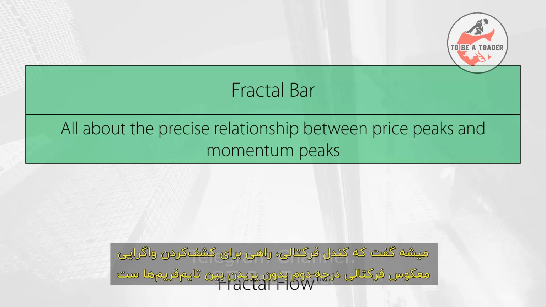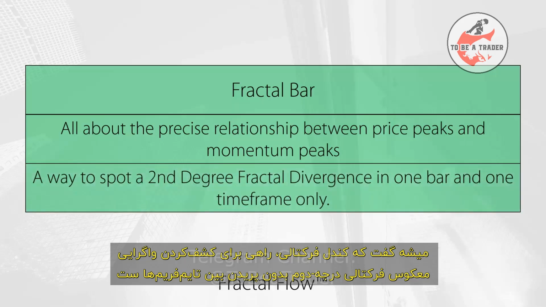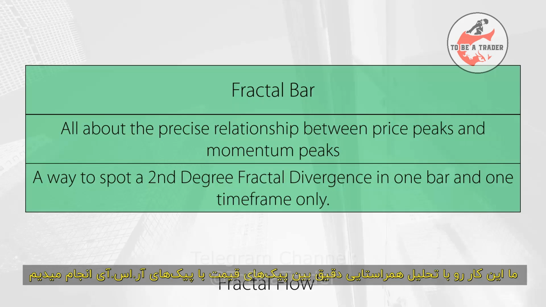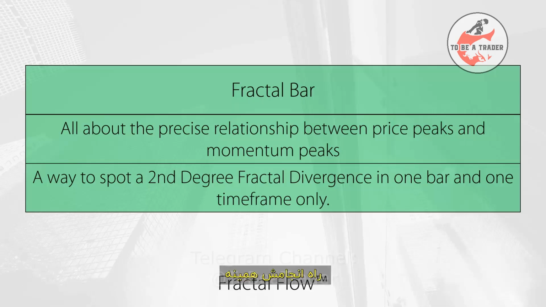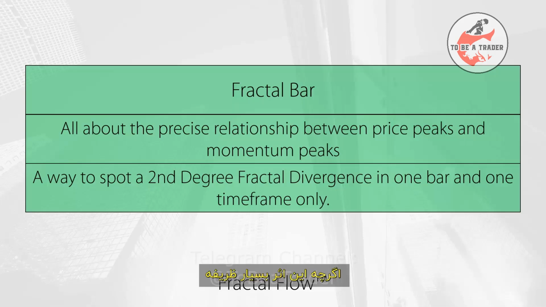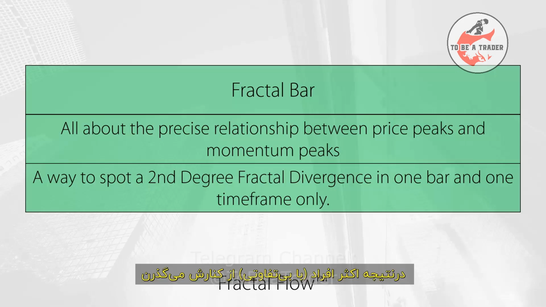Roughly speaking, the fractal bar is a way to spot a second-degree fractal reversal divergence without jumping between timeframes. We do that by analyzing the precise alignment between price peaks and the relative strength index peaks. That's the way this is done because a divergence in a lower timeframe has some effect on the relative strength index of a higher timeframe. However, this effect is very subtle, so most people simply gloss over it, and therefore, miss the opportunities that come along.